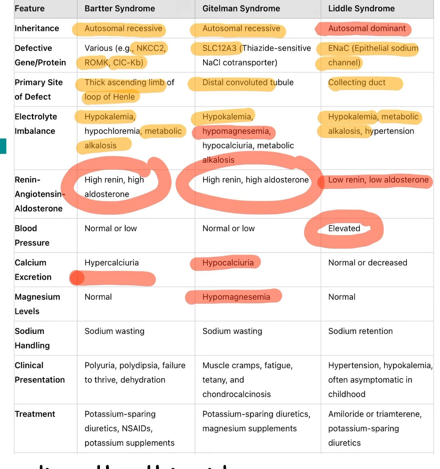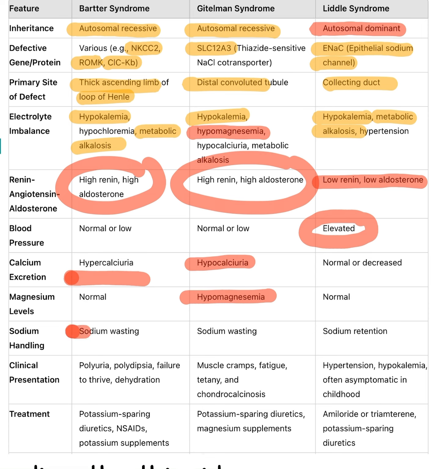And sodium handling. Sodium wasting is present in both Bartter syndrome and Gitelman syndrome. Only in Liddle syndrome will there be sodium retention, as the ENaC channels are working more, so sodium retention will happen.